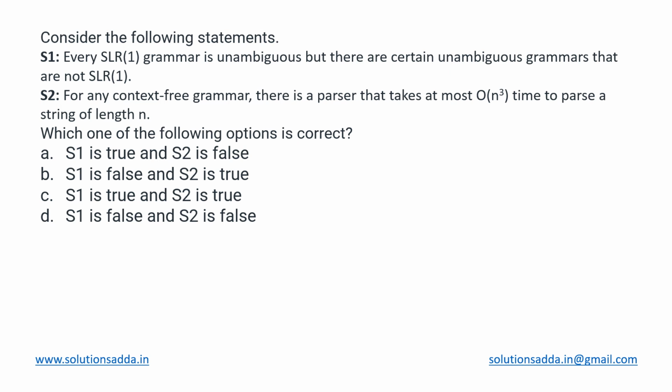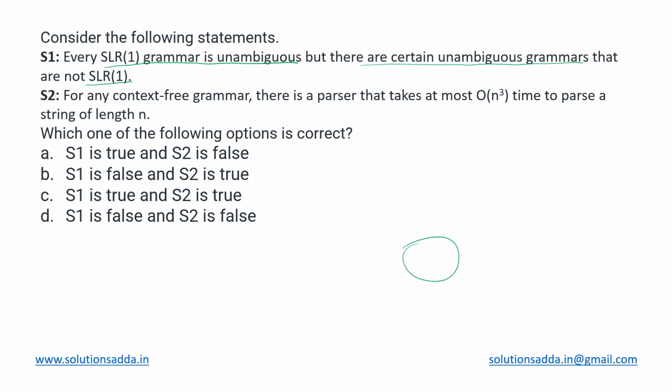This is a compiler design question about the grammars. Two statements have been given, and out of them we have to determine which of them is or are correct. The first one, S1, is saying that every SLR1 grammar is unambiguous, but there are certain unambiguous grammars that are not SLR1. In order to solve this question, we can take help of the Venn diagram of the languages, which we know is like this.